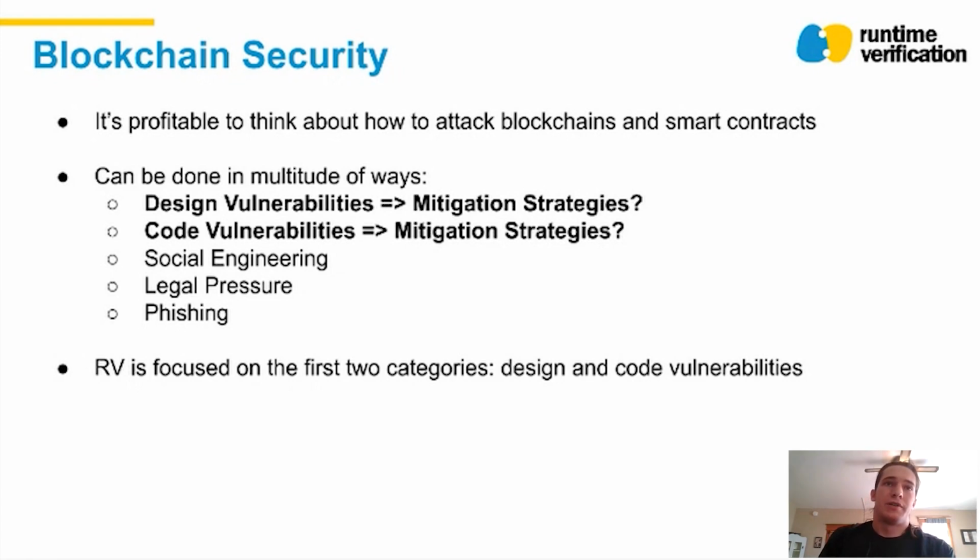But there's a lot of ways to exploit vulnerabilities in blockchain, and some of them, like social engineering, illegal pressure, or phishing, we're not really focused on. That's more operational security. But as far as the actual smart contracts themselves or the system design themselves, that's more RV's wheelhouse. So that'll be things like design vulnerabilities or code vulnerabilities, and what mitigation strategies we can use to eliminate these as sources of funds lost, basically.